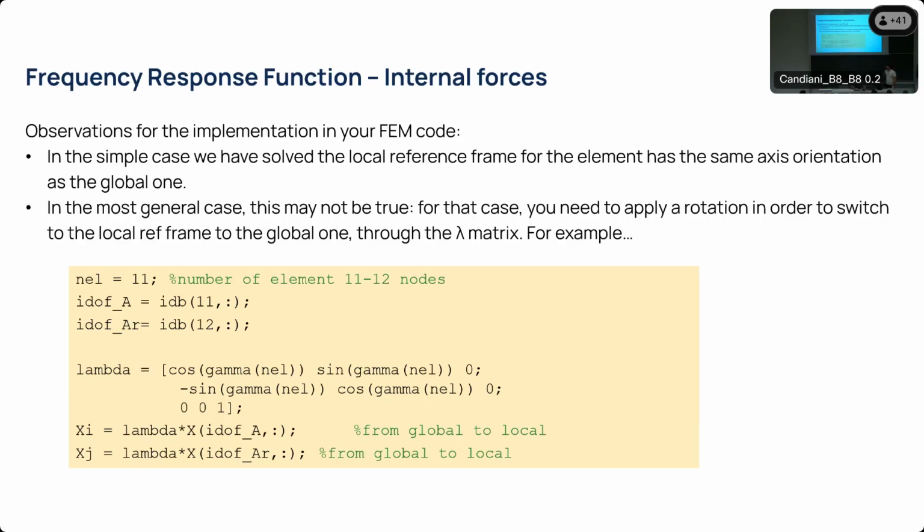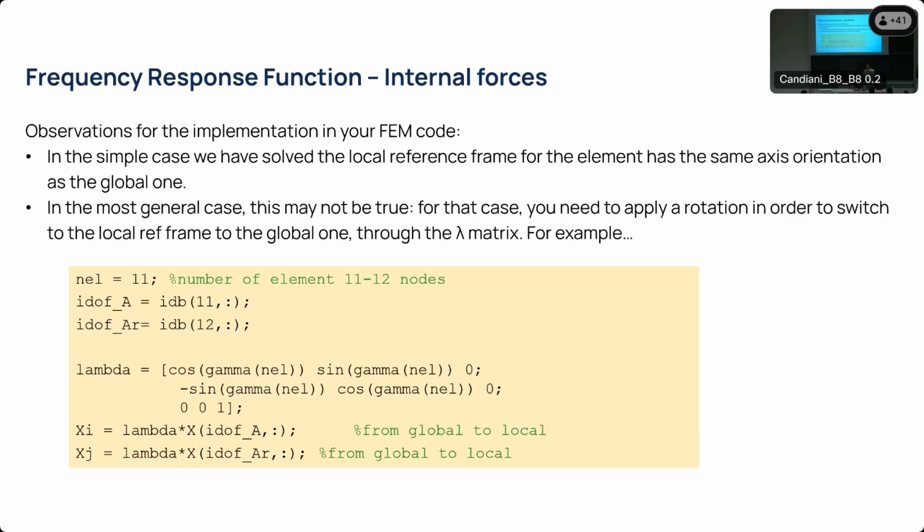So if you want to pass from the global reference system and the various outputs of our frequency response function to the internal actions on an inclined element, you will have to use the rotation matrix of that specific element. But luckily, in this case we have the angle of each of the elements, so we use the angle, which is contained in one of the outputs of the load structure function, to compute the rotation matrix of that specific element.